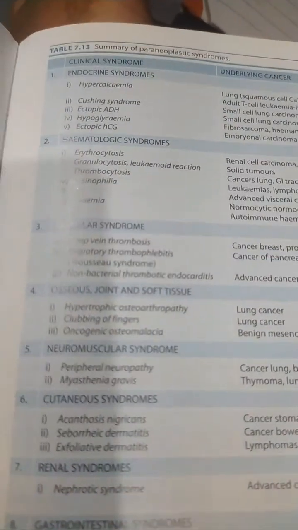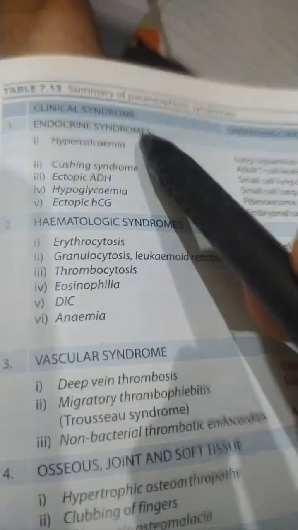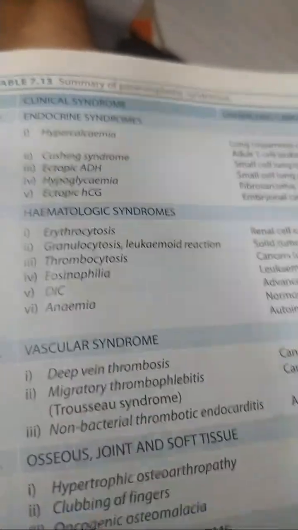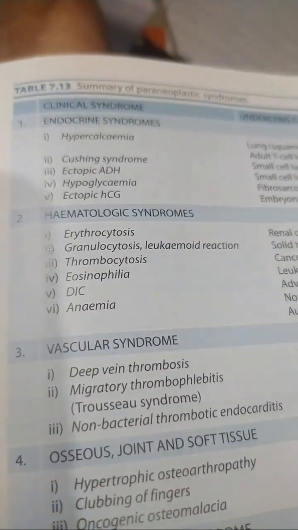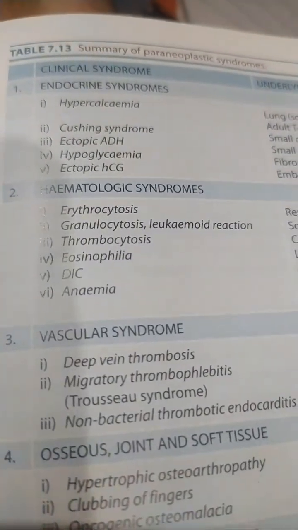Okay, this is the thing, and now I'm on the table. Is this table visible? So see, these are the endocrine syndromes: hypercalcemia, Cushing syndrome, ectopic ADH, hypoglycemia, ectopic HCG. Ectopic HCG is seen in embryonal carcinoma of testes and extragonadal germinomas.